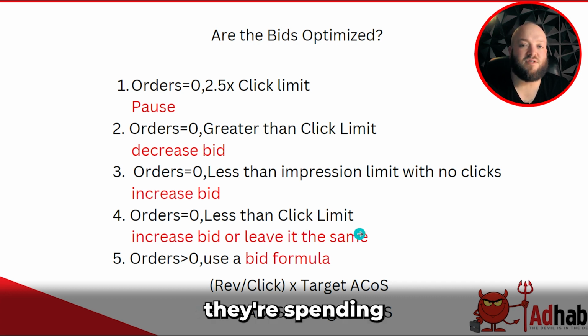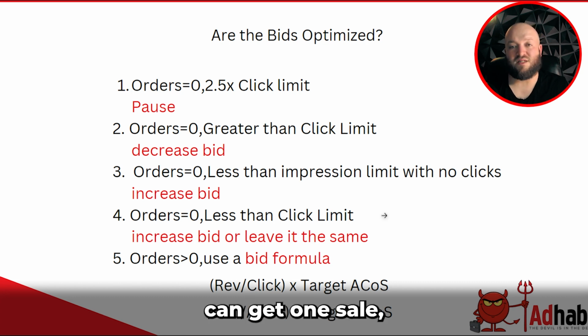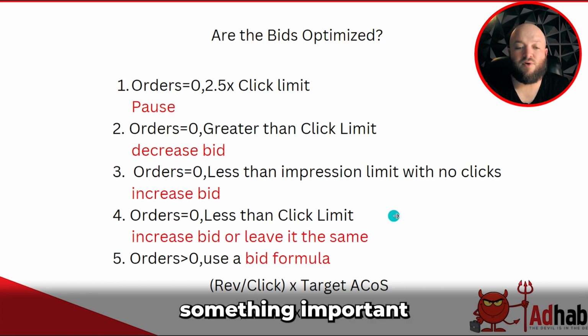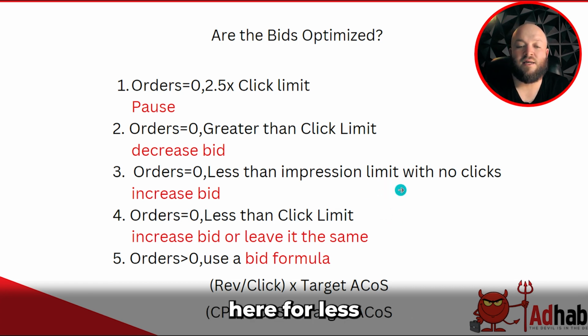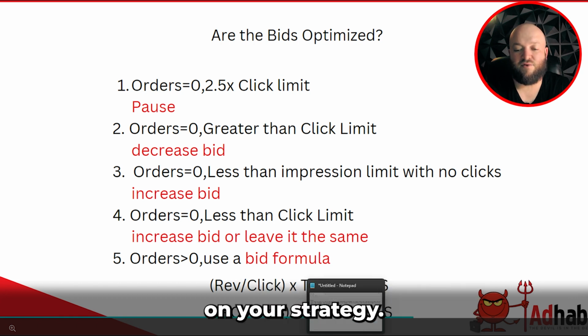I may decrease them if they're spending too much money, if my cost per click is too high. So you want to come up with that too. Let's say I have a $20 product and I want a 50% ACoS. Basically, with a $20 product, if I spend $10 in ads and I can get one sale, that's 50%. If I spend more than $10 in ads and I haven't got those sales yet, then I may be spending too much. I may want to start to decrease the bids on those. So that's something important to keep in mind. But if we're going off this data here, if we're less than the click limit, we want to increase the bids. So this all depends on your strategy.